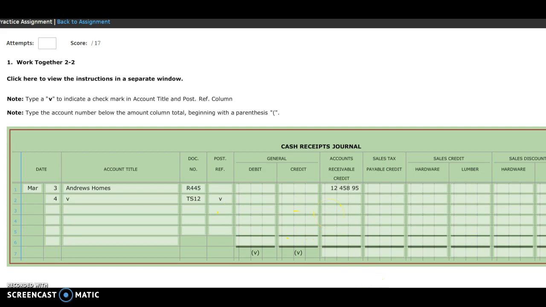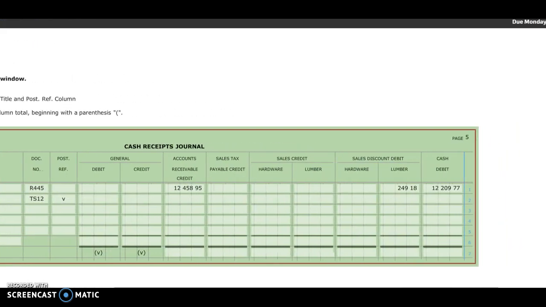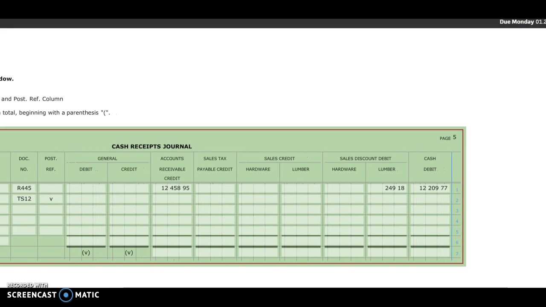All right, so first let's go ahead and put in our actual sales. So our hardware sales credit is going to be $3,194.18. And then our lumber sales is going to be $8,418.69. Okay, next thing I need to do is I need to figure out my sales tax for both of those. So I'm going to add those together.